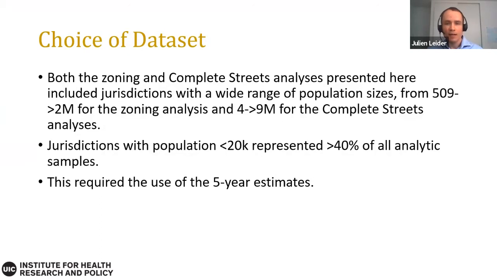In our case, both of our analyses included a very wide range of population sizes, from 500 or fewer to several million people in some jurisdictions. And jurisdictions with populations under 20,000, the lowest threshold for the non-5-year ACS estimates, represented more than 40% of all the analytical samples. So for that reason, we had to use the 5-year estimates.